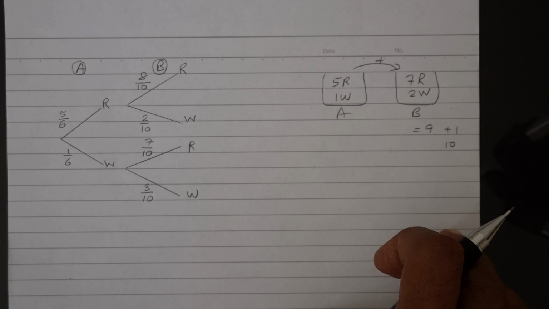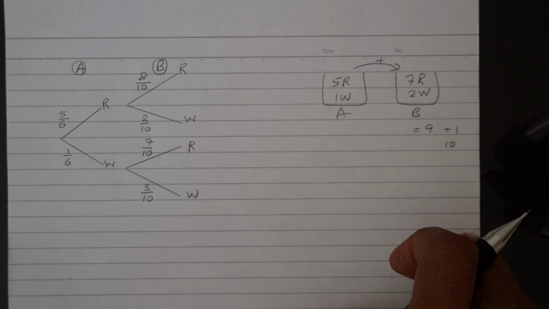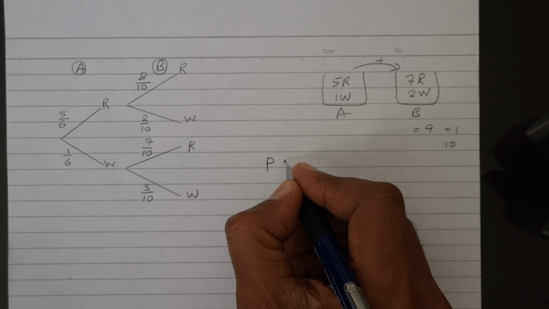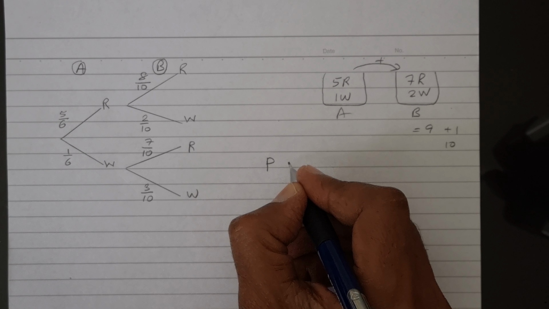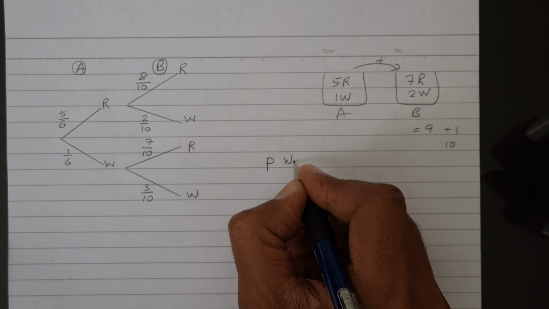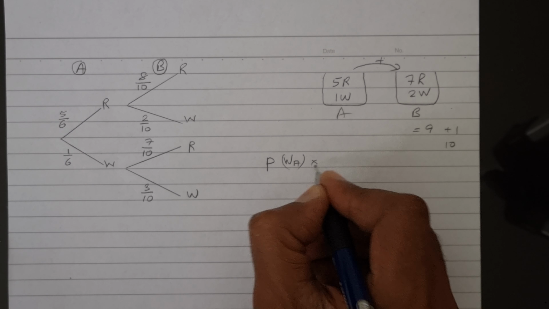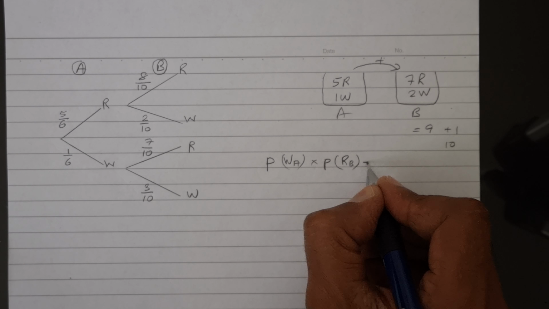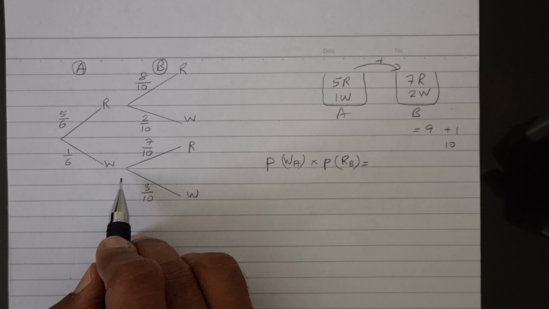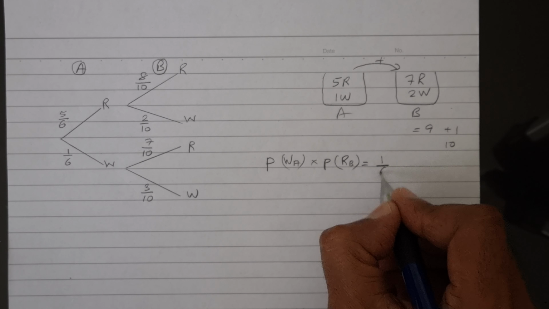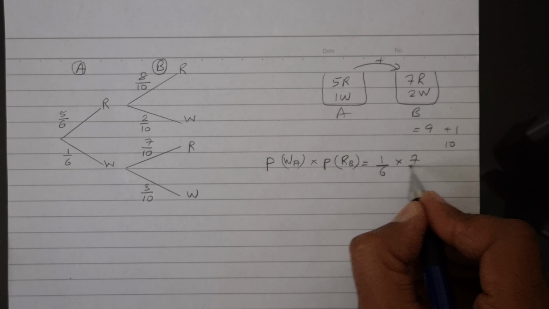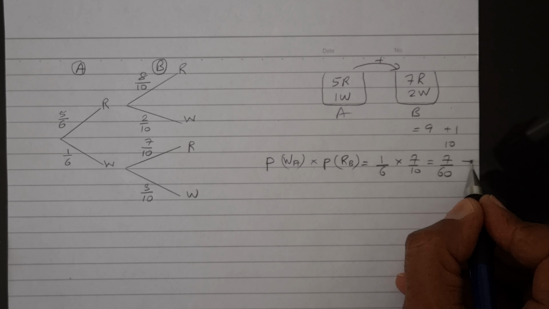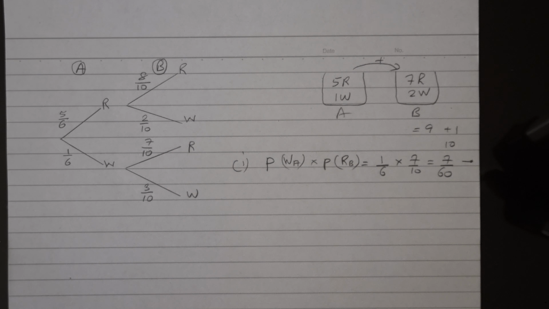Now we want to find out the probability of taking both a white paper clip from box A and a red paper clip from box B. So the probability of a white paper clip from box A times the probability of a red paper clip from box B. So we got white and then red, so that's going to be 1 over 6 times 7 over 10, so our answer turns out to be 7 over 60. So this is part A of the question.